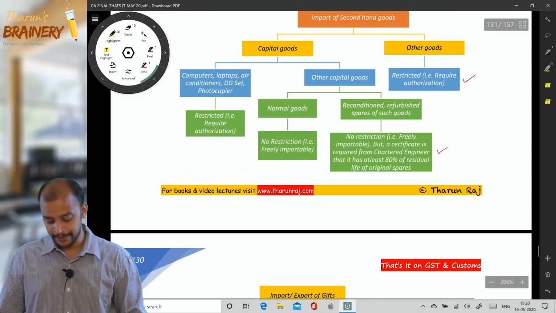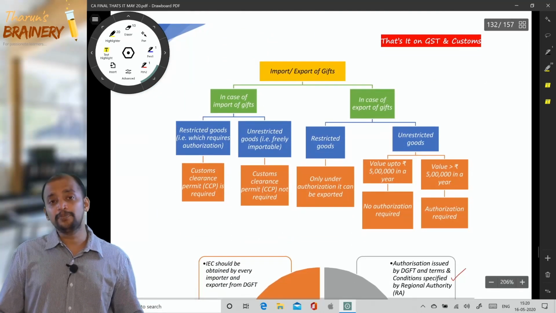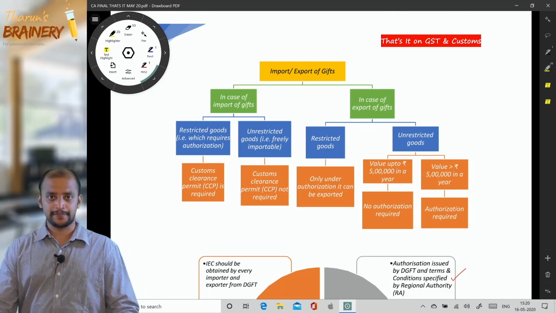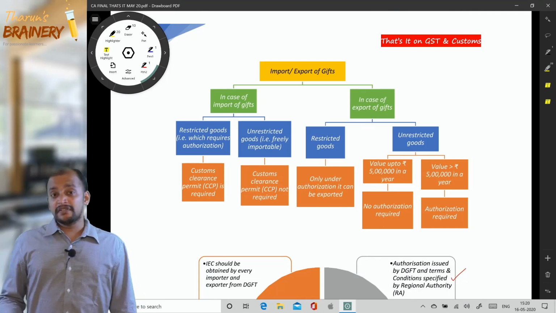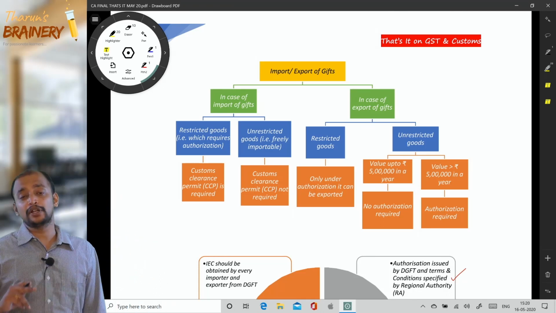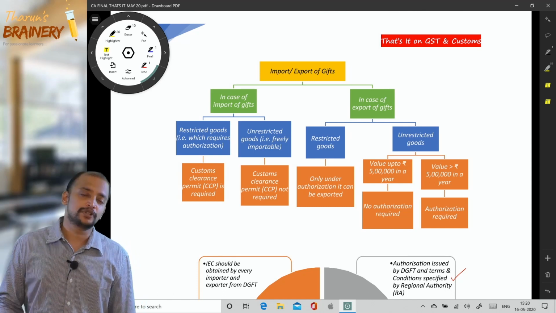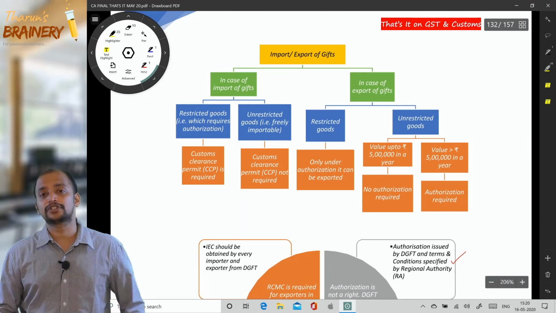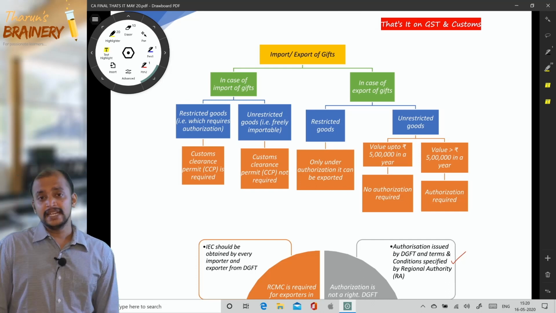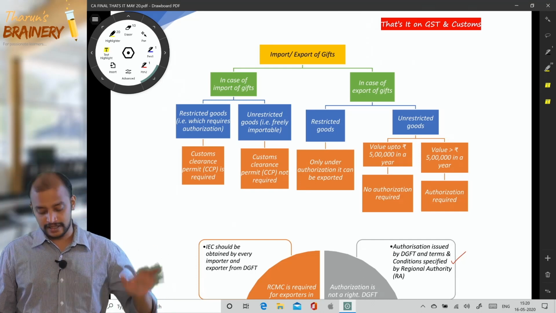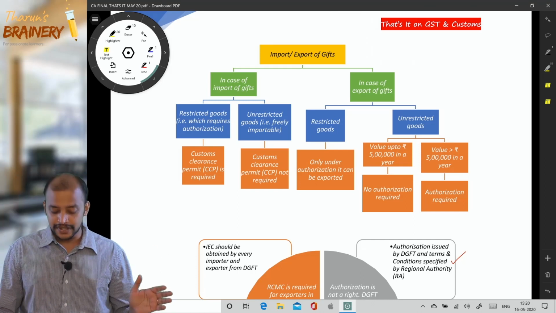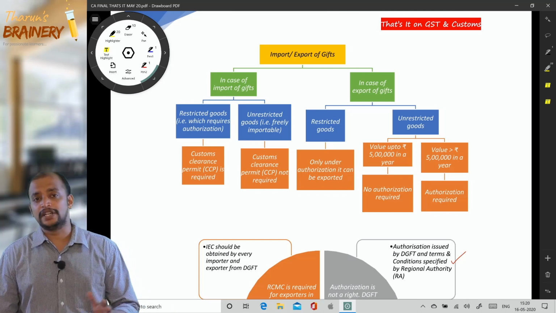Then the next area is about import or export of gifts. So far what we have seen is import and export of second-hand capital goods, or only import of second-hand capital goods. Now we are discussing import or export of gifts. In case of import of gifts, we need to check whether it is restricted or not.